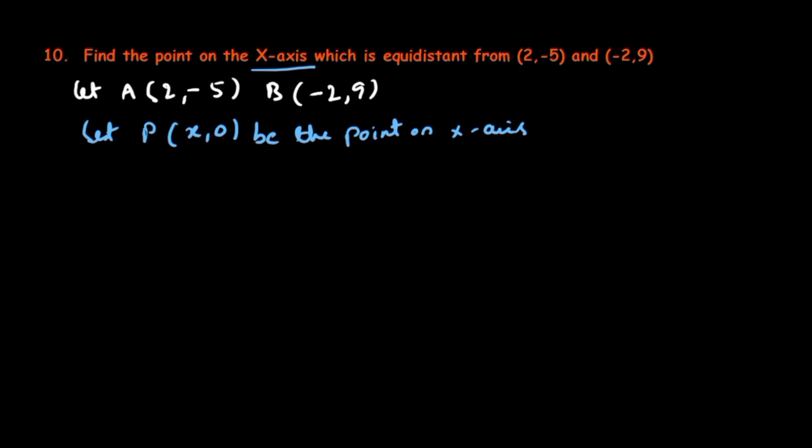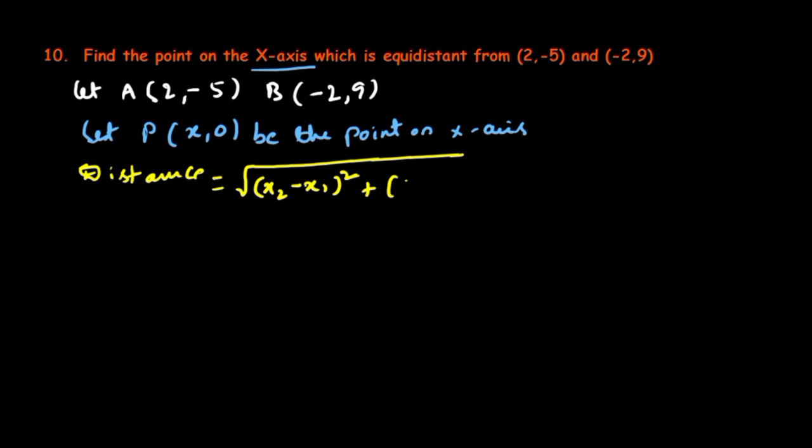So as per the problem, P is a point equidistant from A and B. Now we should find the PA distance and PB distance. First of all, what is the distance formula here? The distance formula is root of (x2 minus x1) whole square plus (y2 minus y1) whole square.